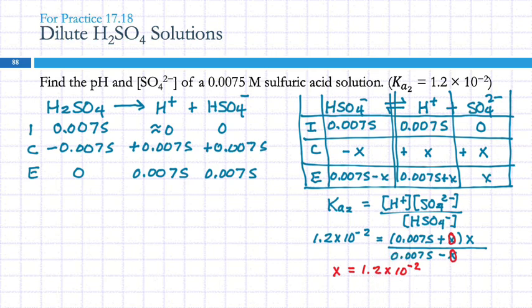Take this and divide it by 0.0075. 1.2 times 10 to the minus 2 divided by 0.0075 times 100. 160%. Is x small? No, not even close. X is not small. Rewind. So x is not small. We have to use the solver or quadratic equation or some such silly thing.